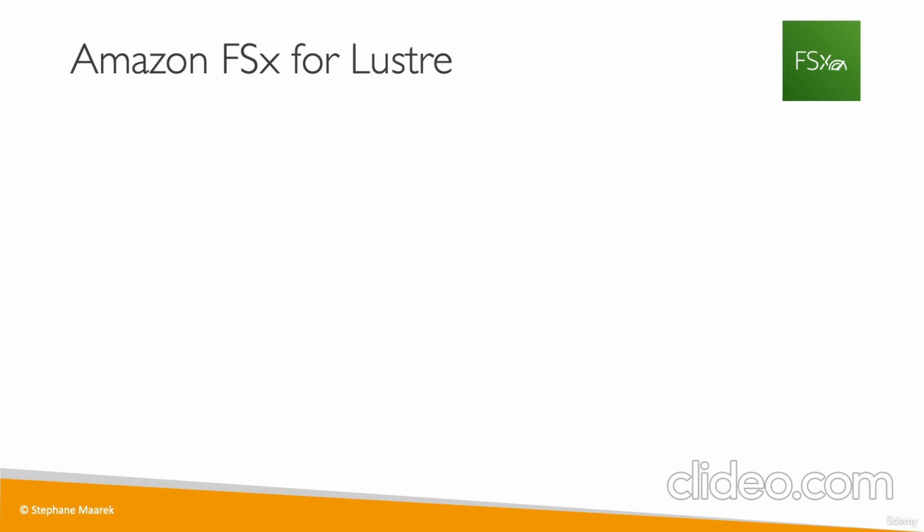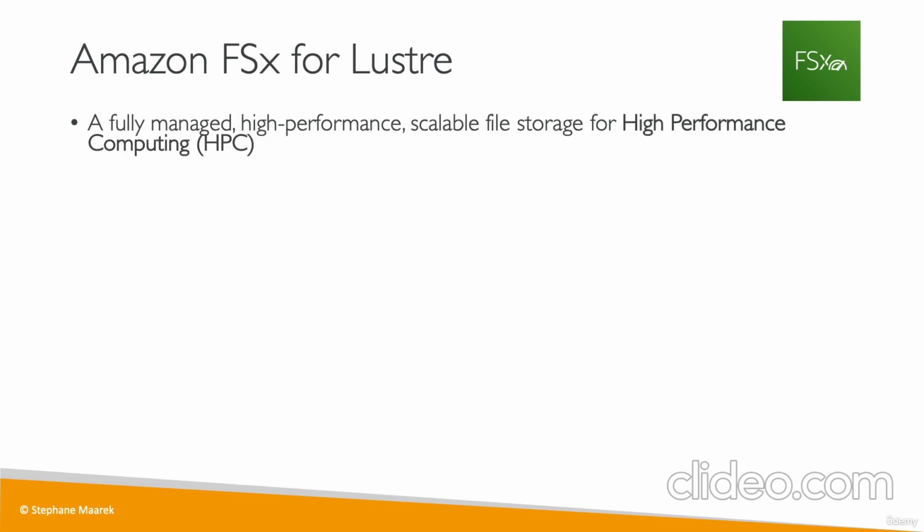Now, the second flavor of Amazon FSx you have in AWS is called Amazon FSx for Lustre. You need to remember that this is a fully managed, high performance and scalable file storage for high performance computing. So whenever you see storage for HPC, high performance computing, think FSx for Lustre. Why? Well, Lustre is derived from the names Linux and cluster. Put together, it's Lustre. So imagine cluster-like processing, this kind of thing.